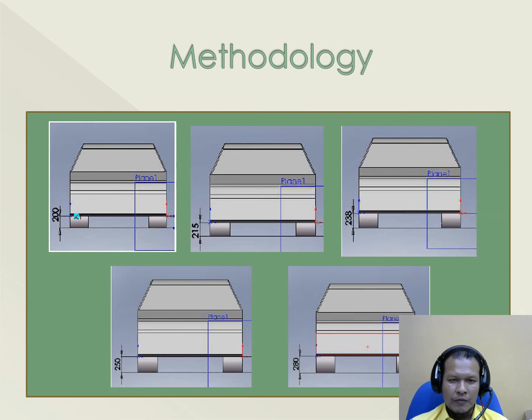Okay, this figure shows the 5 different ground clearance, of which the first one is with 200 millimeter ground clearance. The second one is 215 millimeter ground clearance. The third one is 238 millimeter ground clearance, then 250 millimeter ground clearance, and lastly 280 millimeter ground clearance.